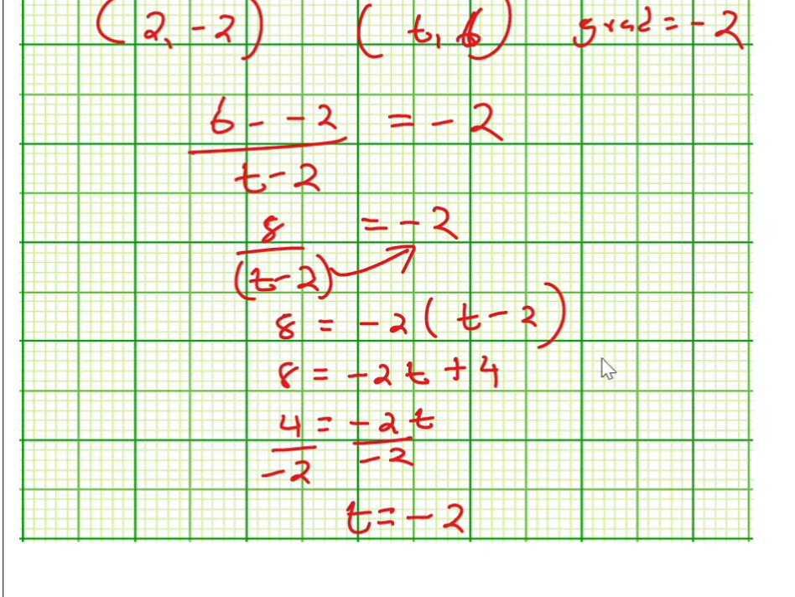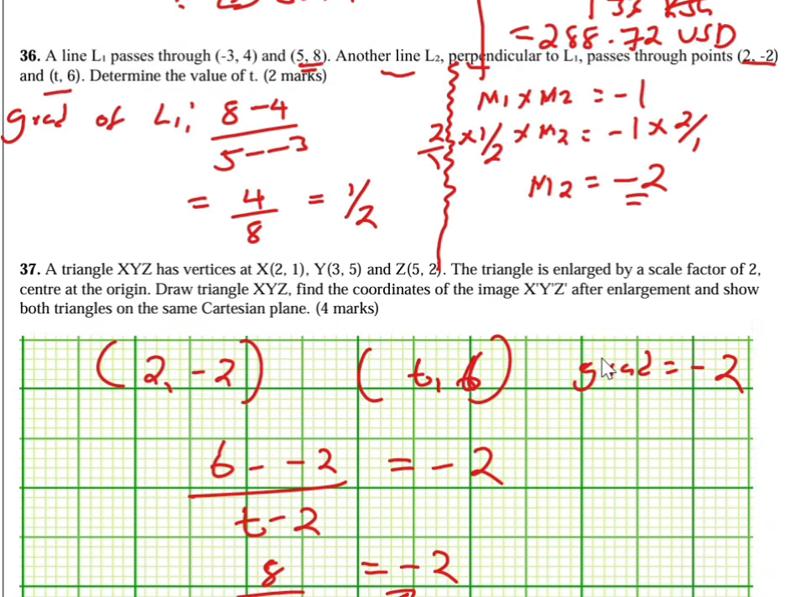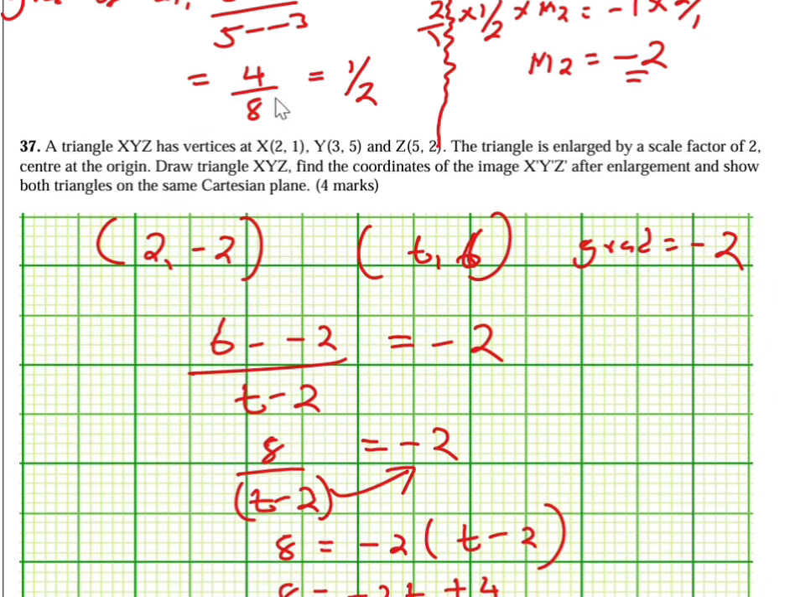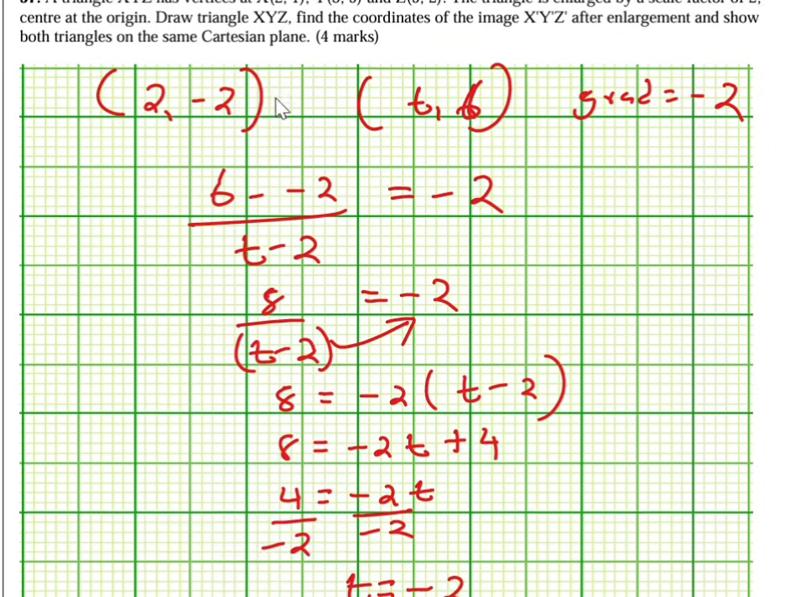And you score those 2 marks. You can see they're very mean in the marks. If it's 2 marks, you need a lot of working. But don't worry, the answer is -2.